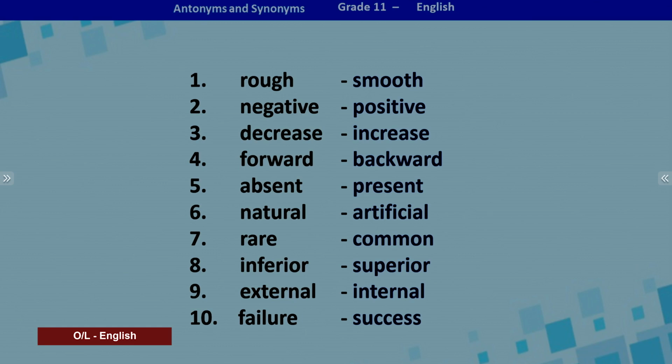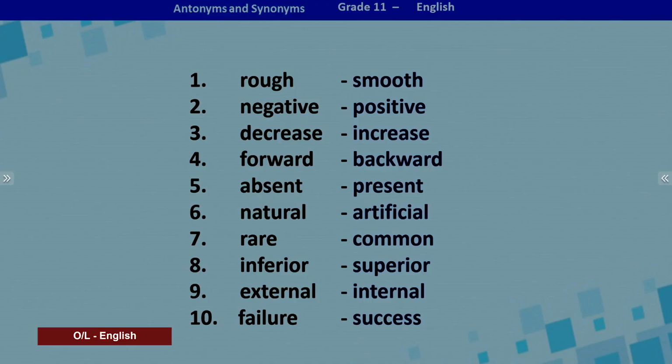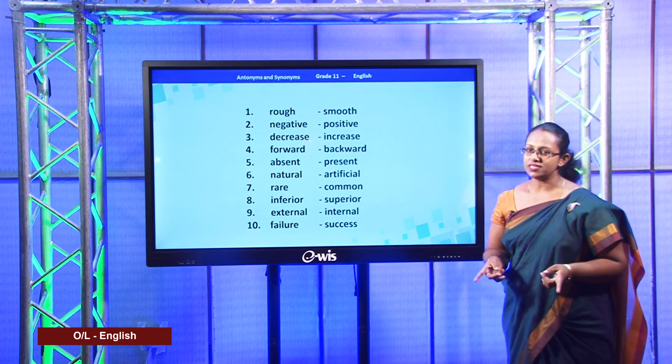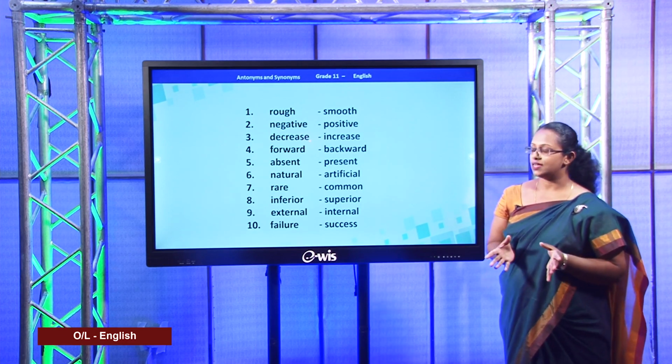Next one, inferior, superior. External, internal. In the university, we have external students as well as internal students. The last one, failure, success. Success is the opposite of failure. Okay, children, now we have learned a lot of opposite words.